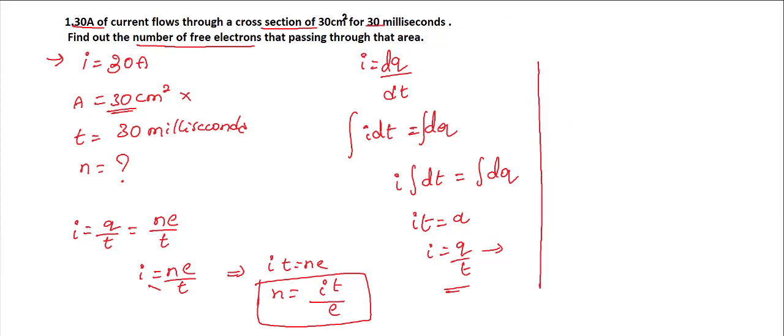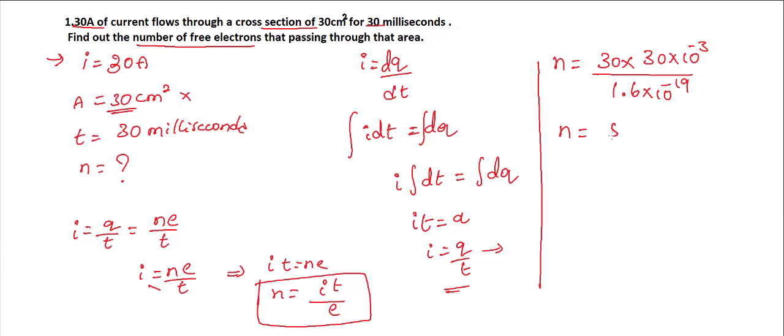Now we shall solve. n is equal to I, what is I? 30 amps, into t. What is t? 30 milliseconds. Milli means 10 to the power of minus 3 seconds, divided by e. What is the value of e? 1.6 into 10 to the power of minus 19. Now we have to calculate this.